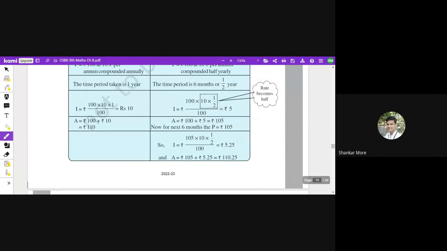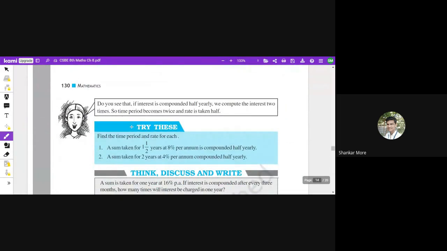So see, if we are calculating it annually, then the interest is less, and if we are calculating it half yearly, the interest that we have to pay is slightly more. Right, here we paid 110, and here we had to pay 110 rupees and 25 paise. Do you see that if interest is compounded half yearly, we compute the interest two times, so the time period becomes twice, and the rate is taken as half?